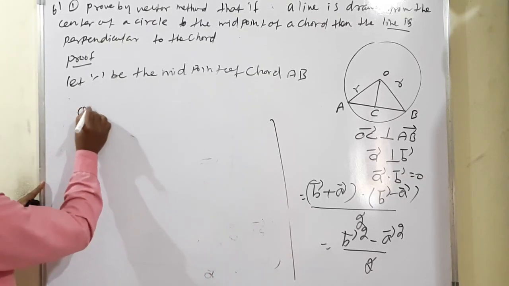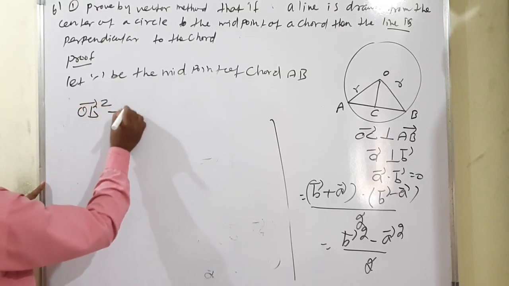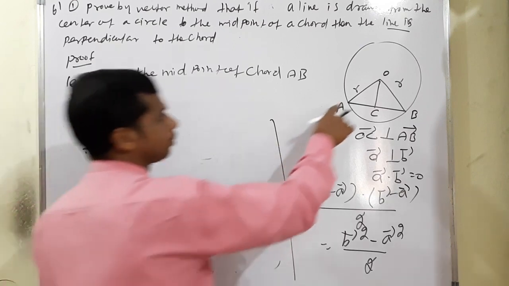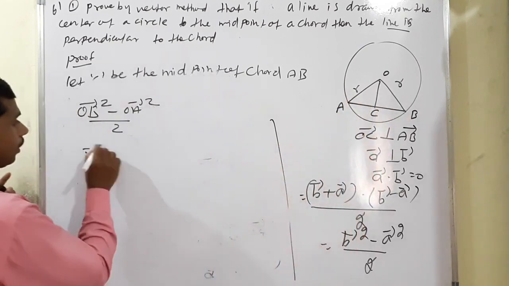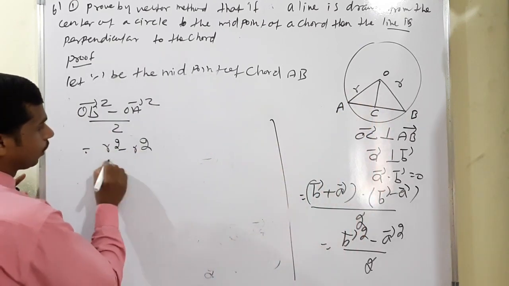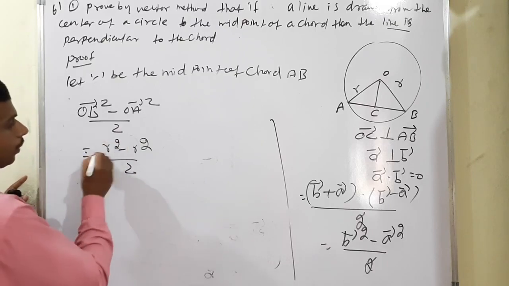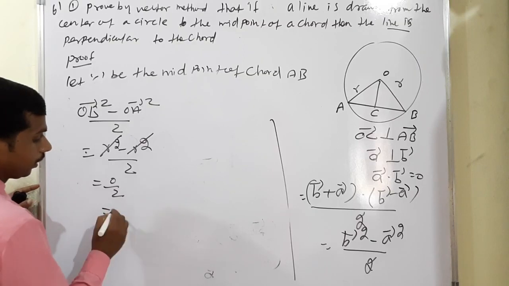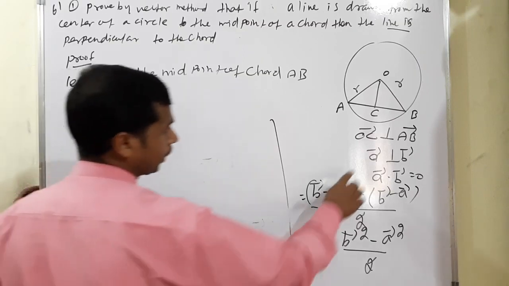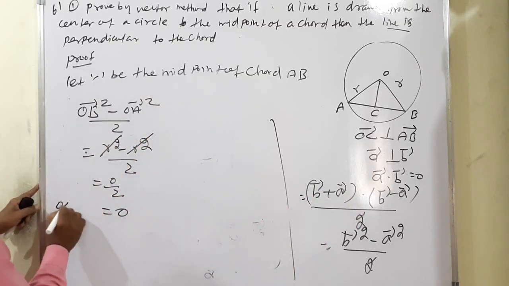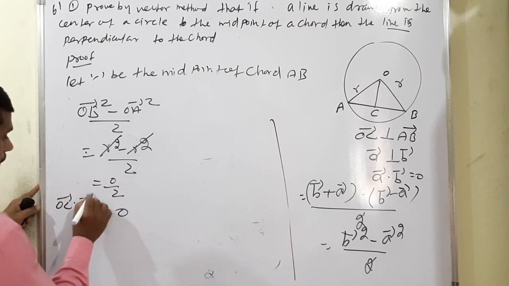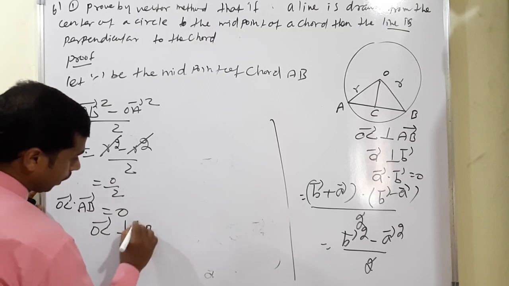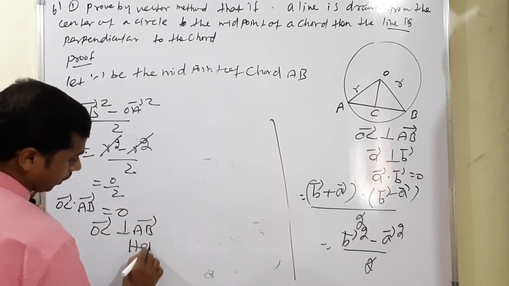So OB vector square minus OA vector square divided by 2. Already we know OB vector and OA vector magnitude is R on both sides. Therefore we can write R square minus R square divided by 2. R square minus R square cancel gives 0 divided by 2, and 0 divided by anything is 0. Therefore OC vector dot AB vector is equal to 0, which means OC vector is perpendicular to AB vector. Hence proved.